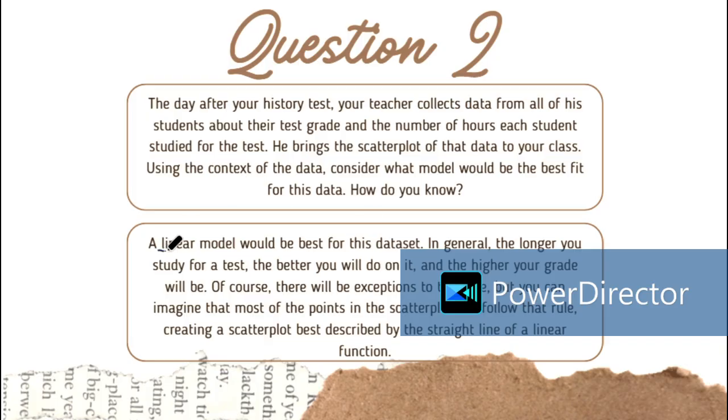A linear model would be the best fit for this data set because in general, the longer you study for the test, the better you will do on it and the higher your grade will be. Of course, there will be exceptions to this rule, but you can imagine that most of the points in the scatter plot will follow that rule, creating a scatter plot best described by the straight line of a linear function. So it will probably have stuff like this going on out here, but it's still going to be a linear function.